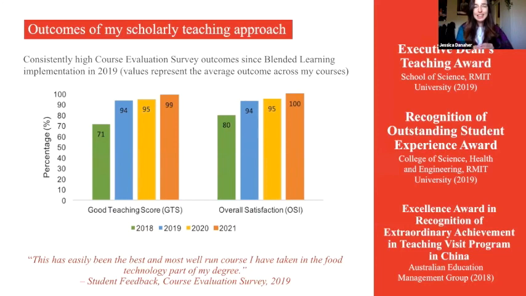So at this stage, I've embedded these blended learning models, and every year since 2019, I've refined them further and further to get them better and better. And I've essentially now hit the ceiling in regards to our survey outcomes. I don't think I can get much higher than that unless I got a 100% good teaching score as well next year. So I'm happy with where they are, because this shows that my students are happy with how I'm teaching as well.